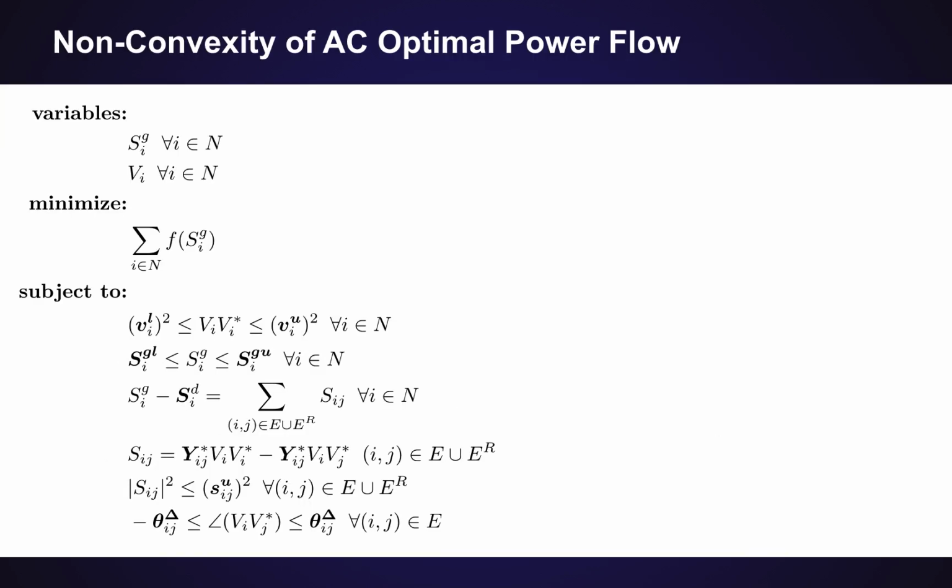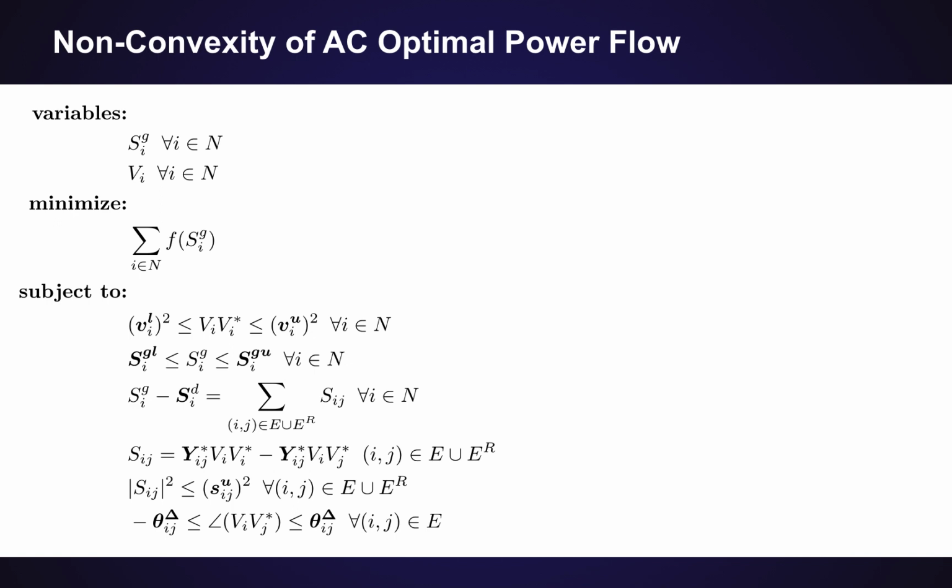So let's first start to revisit the AC optimal power flow in order to look at where non-convexity occurs in this problem. For those of you who have seen the previous videos, this will be a little bit of a recap, but we want to make this very clear.